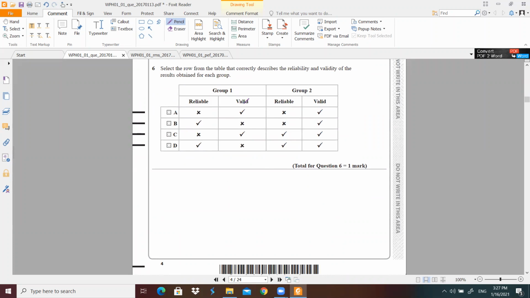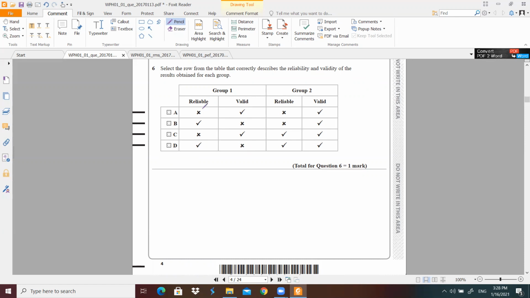Number 6. Again, I've been saying that this question is 100% related to unit 3, as in the practicals. So reliability and validity, we haven't discussed this yet, but if I ask you what these 2 terms could represent? Reliability means if you repeat the experiment over and over again and you get the same values after successive repetitions, you say that your value is reliable.